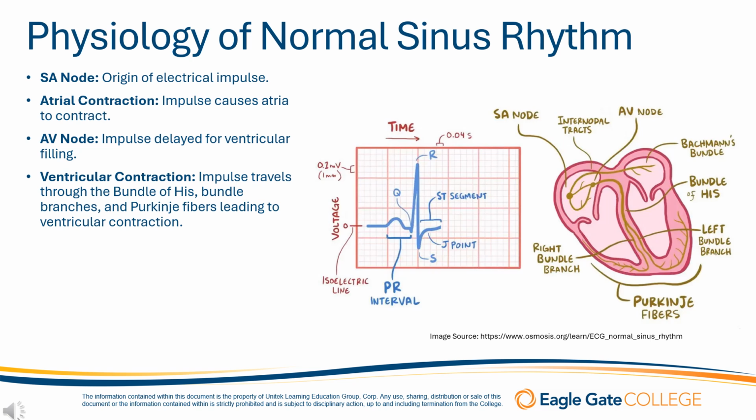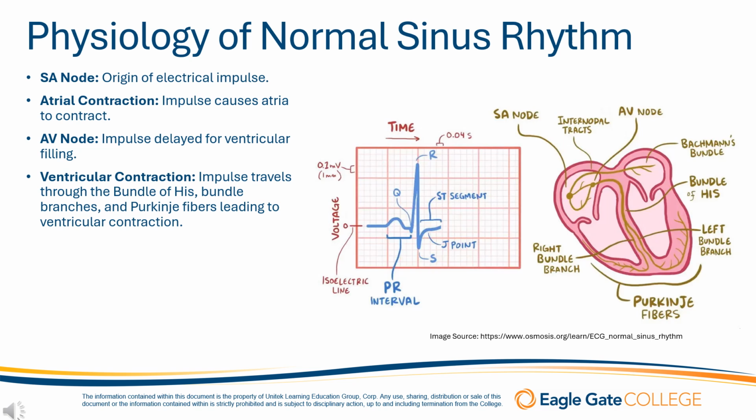The SA node, located in the right atrium near the opening of the superior vena cava, is the heart's natural pacemaker. It initiates the electrical impulse that starts each heartbeat. The SA node generates an action potential at a regular rate, typically 60 to 100 times per minute in a resting adult, setting the pace for the entire heart. This impulse spreads rapidly across the atria, causing them to depolarize and contract. The regular firing of the SA node ensures a consistent and coordinated rhythm necessary for effective heart function.